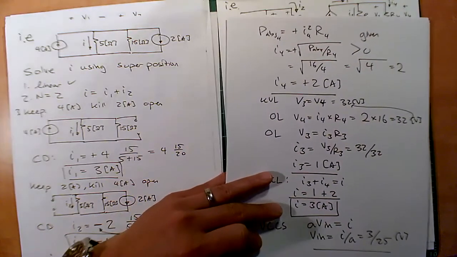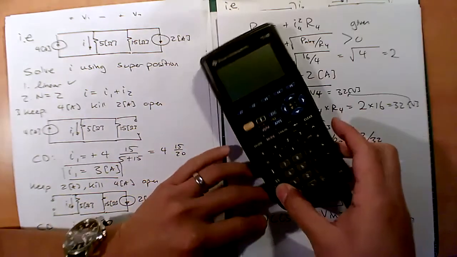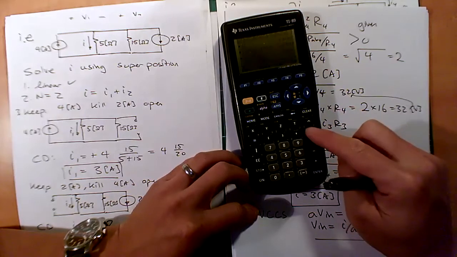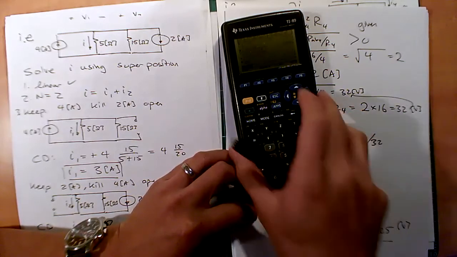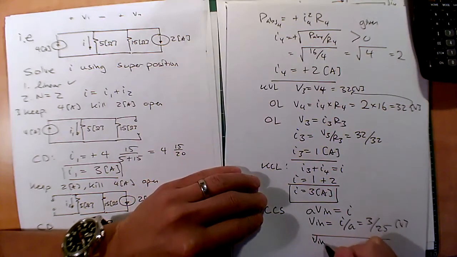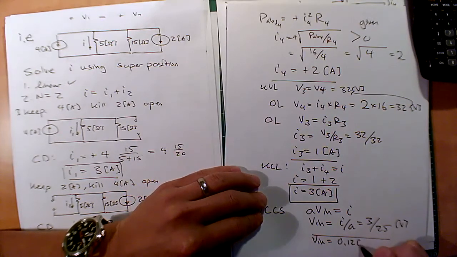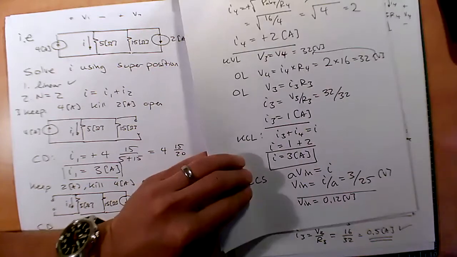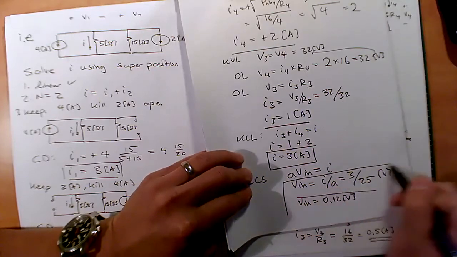Here's my next calculator. There we go. What's that rough number? 3 over 25. 0.12. Vn is equal to 0.12 volts. Okay, so let's box that.